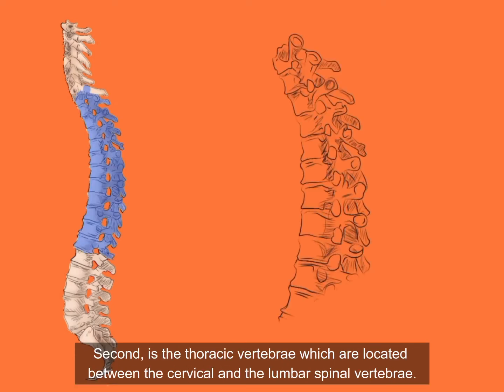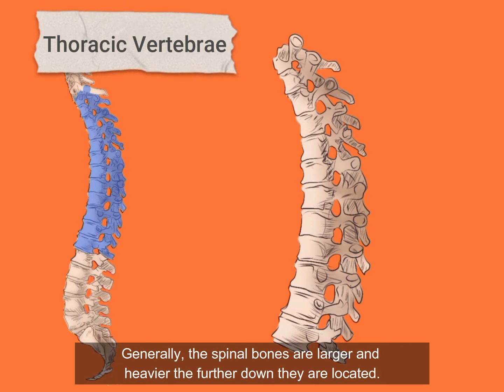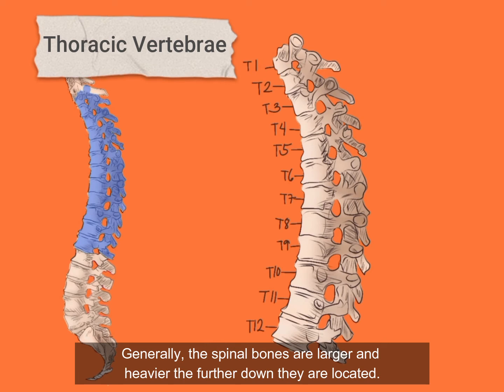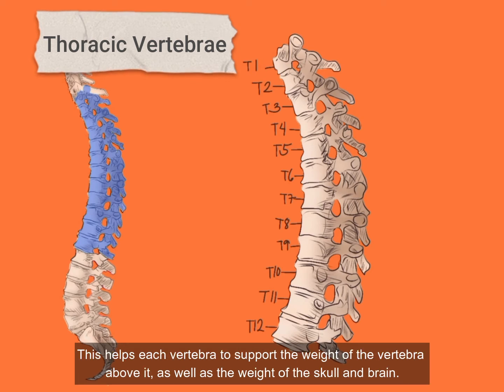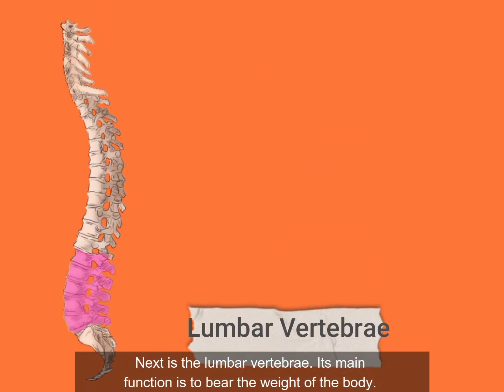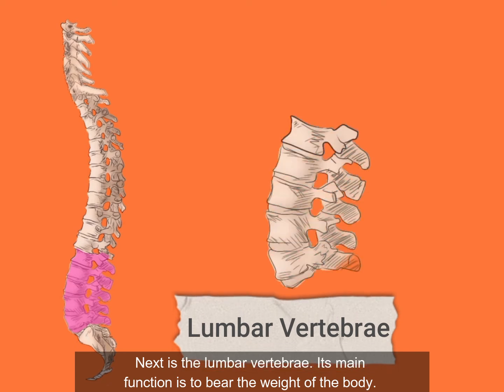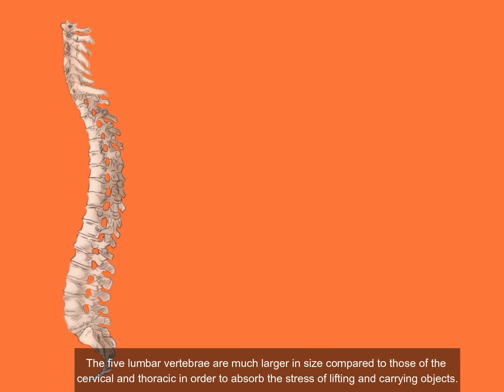Second is the thoracic vertebrae, which are located between the cervical and the lumbar spinal vertebrae. Generally, the spinal bones are larger and heavier the further down they are located. This helps each vertebra to support the weight of the vertebra above it, as well as the weight of the brain and the skull. Next is the lumbar vertebrae. Its main function is to bear the weight of the body. The lumbar vertebrae are much larger in size compared to those of the cervical and thoracic in order to absorb the stress of lifting and carrying objects.